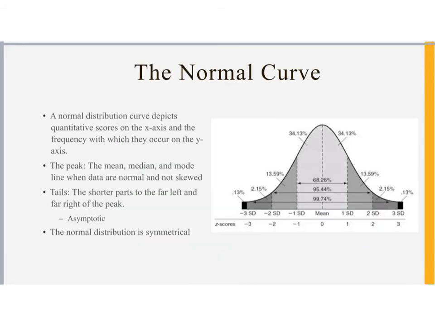So as previously noted, the normal distribution curve depicts quantitative scores only, where the scores themselves appear along the x-axis and correspond to their z-scores. The peak or center of the graph is the mean, median, and mode line. It's the tallest part of the graph that splits the graph into 2 symmetrical halves, the one corresponding to negative z-scores to the left and positive z-scores to the right.